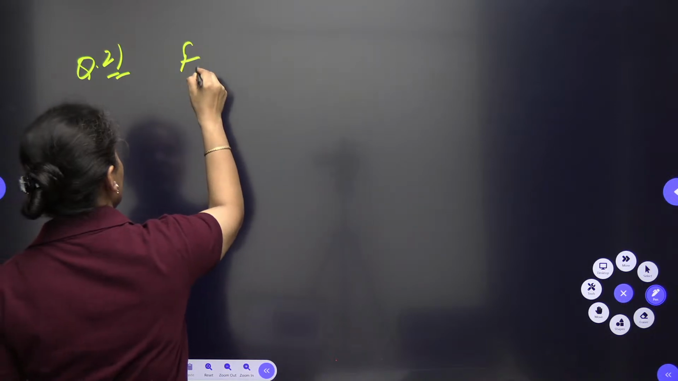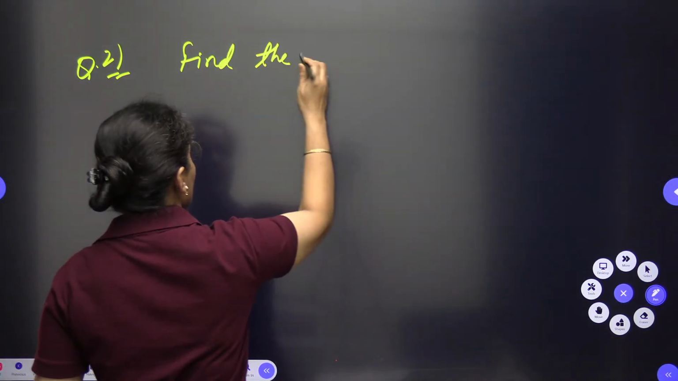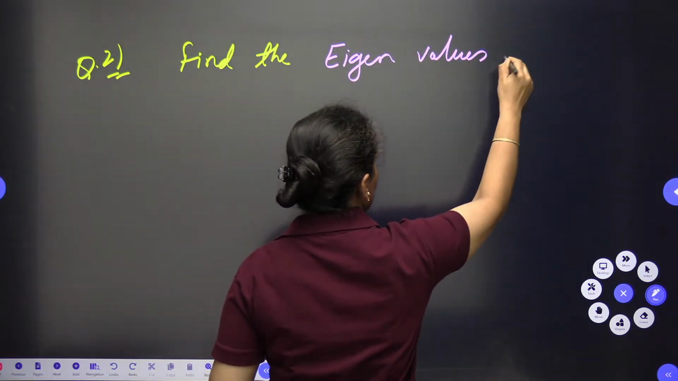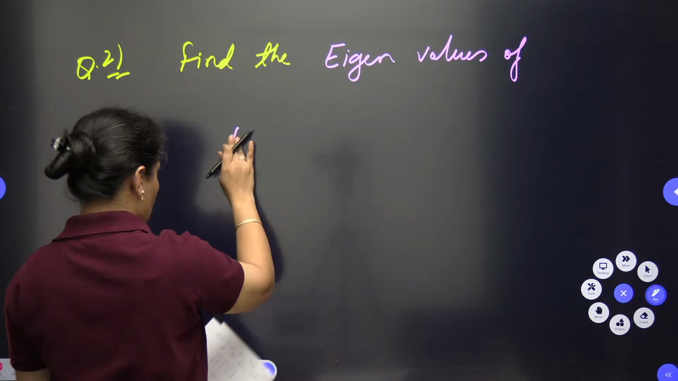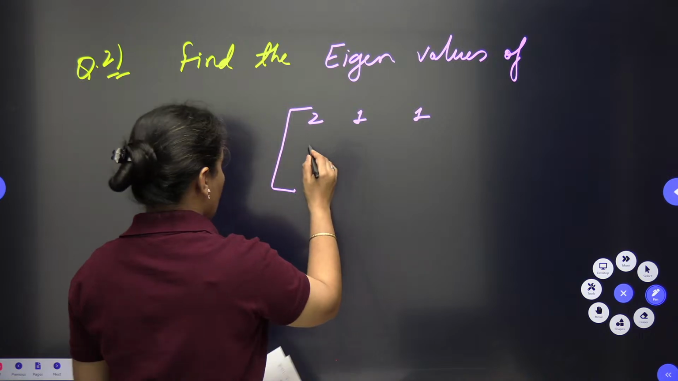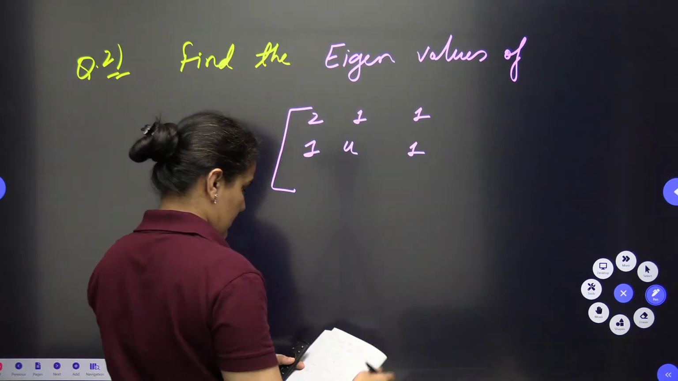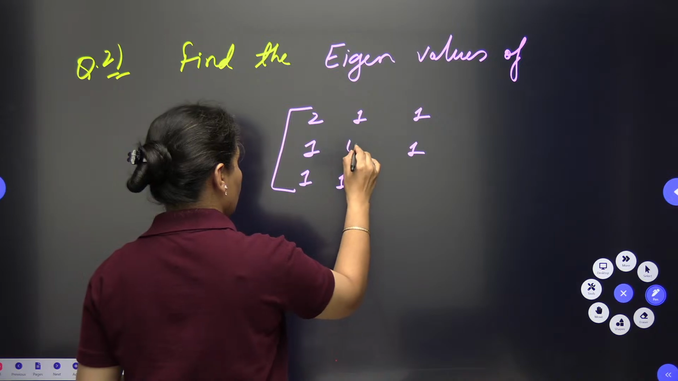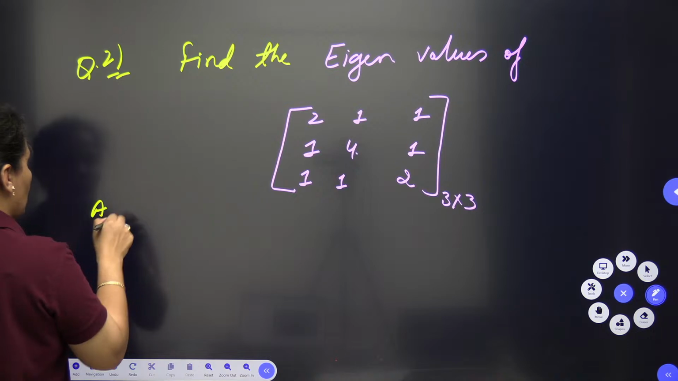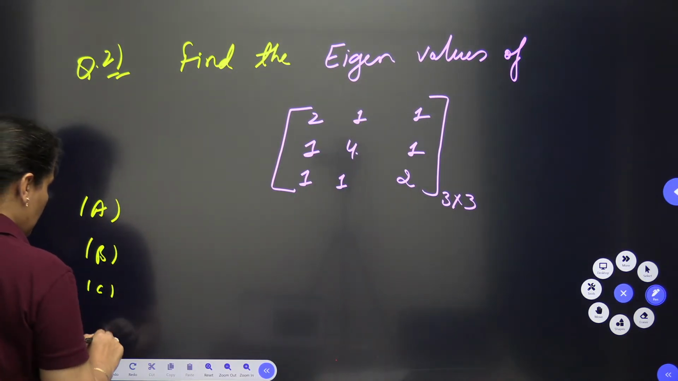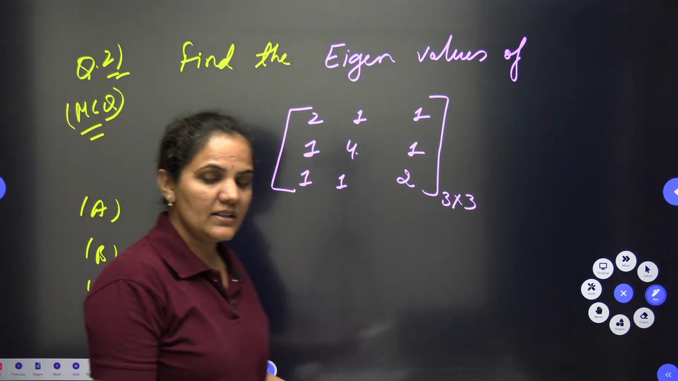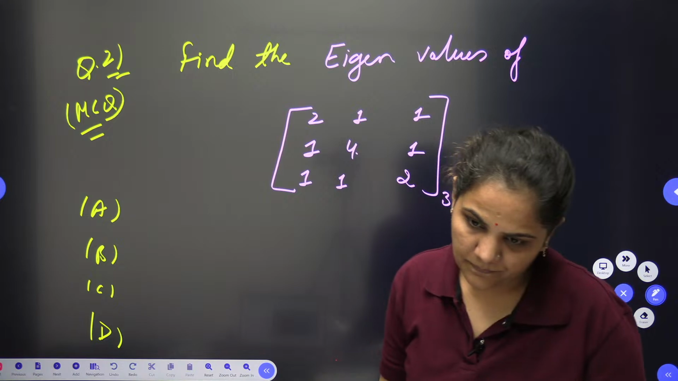Find the eigenvalues for the given matrix. We need to find out the eigenvalues for the given matrix. Suppose the matrix is given to us already, which is 2 1 1, 1 4 1, the next is 1 1 2. Okay, this is a 3 cross 3 matrix. I am looking for the eigenvalues and options are available in this case. When the options are available, this is an MCQ question, not MSQ. MCQ question we are having, and very easily we can go for it.